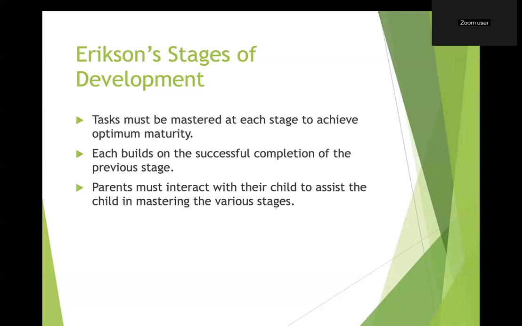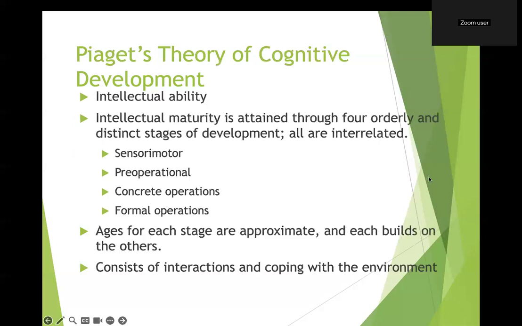So we're going to start with Erikson's stages of development. So with his, these are some of the components, or basically what his does. So tasks must be mastered at each stage to achieve optimum maturity. Each builds on the successful completion of the previous stage, and parents must interact with their child to assist in mastering the various stages. So I never know if I'm saying this right, so I apologize.